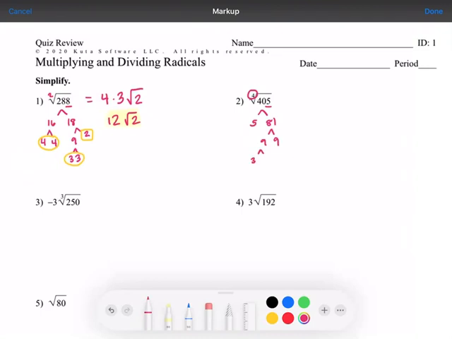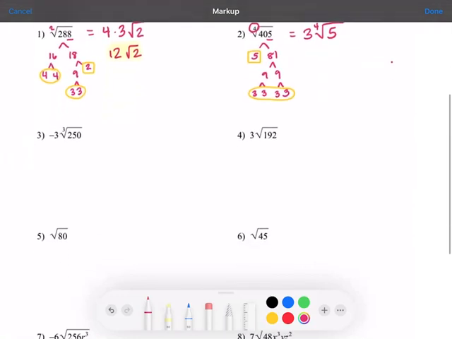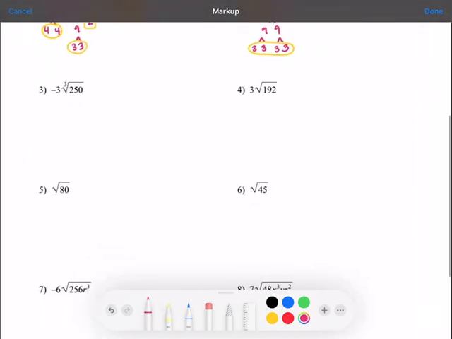Now, because I'm making groups of 4, if I was taking the square root, I could stop here, but I'm looking for a group of 4, so I've got to break these 9s down into 3s. 3 times 3, 3 times 3, and there I have my group of 4 3s. And I have this 5 left over. So the fourth root of 405 would be 3, and then the fourth root, don't forget that 4, of 5. The 5 stays inside.